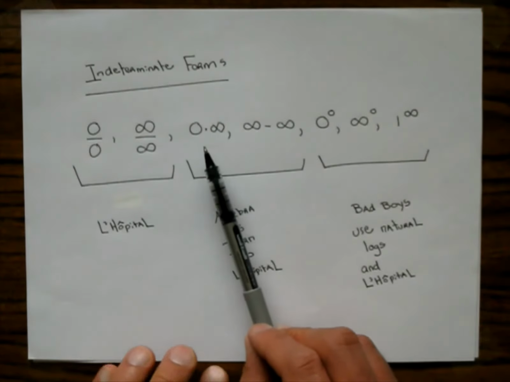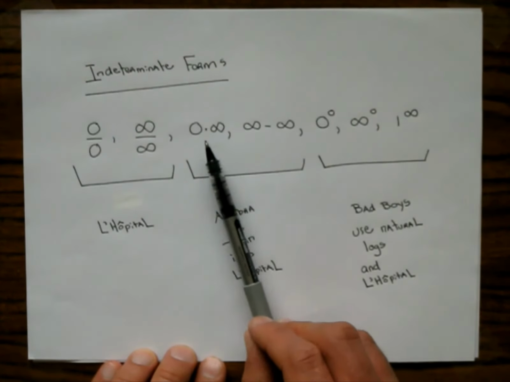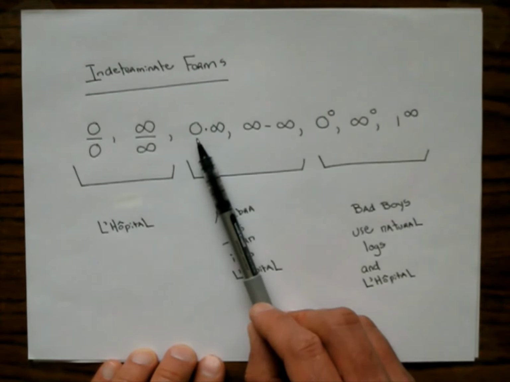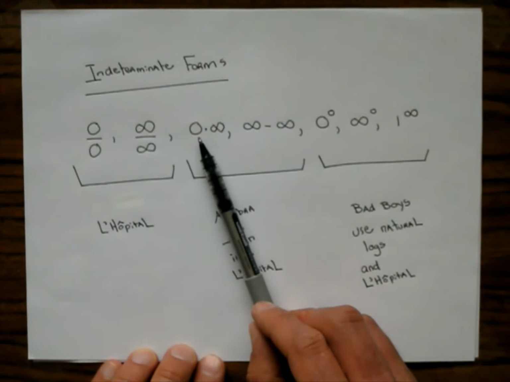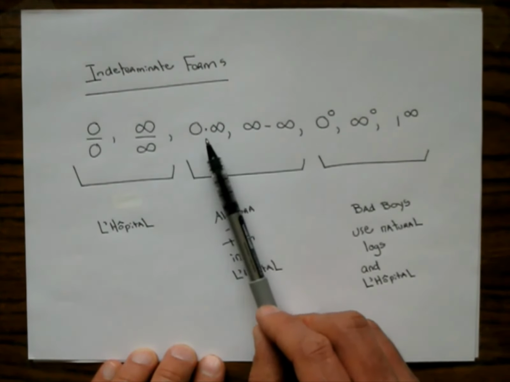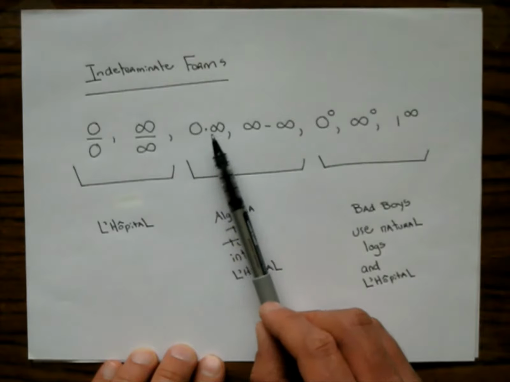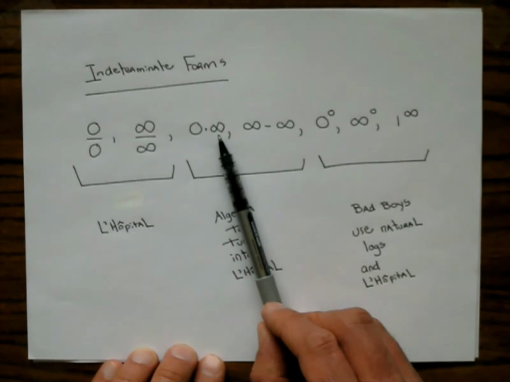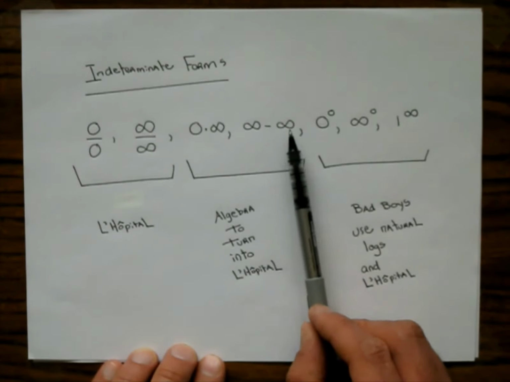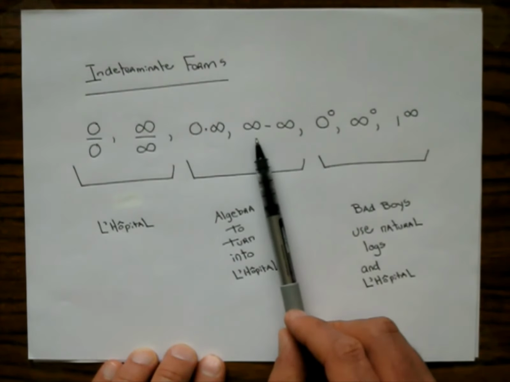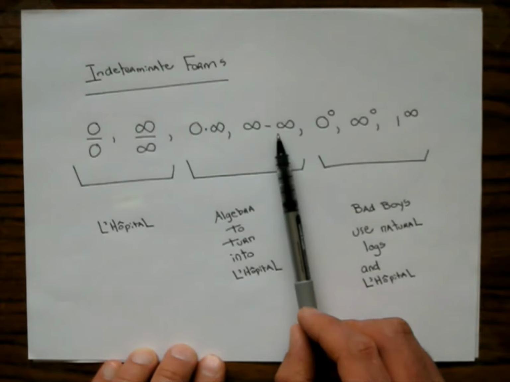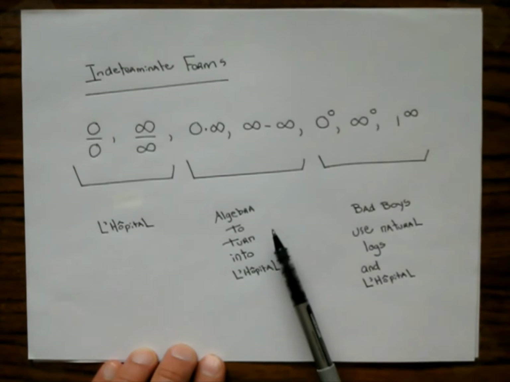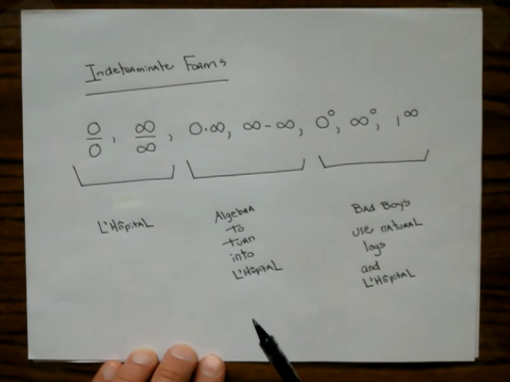Now when you have 0 times infinity, we've seen that 0 times numbers equals 0, and infinity times most real numbers except 0 will give you infinity. But when you have these guys battle it out, they're indeterminate. Same with infinity minus infinity. You might think that's 0, but it's not going to be 0 all the time. So those are 2 more indeterminate forms, and you will use algebra or some trig to turn them into something you can do L'Hopital on.